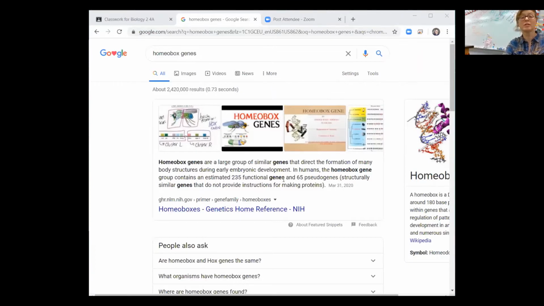By functional genes, it means we've seen the genes and we know that they turn on. So we could have some non-functional genes that are there, just historically, they don't seem to turn on in humans. So that's what it means by functional genes. And 65 pseudogenes, structurally similar genes that do not provide instruction for making proteins. So there you go. Pseudogenes, a new term for me. I don't know if that just means that they don't activate, or there's some reason that they couldn't activate. I'm not sure. It's interesting.